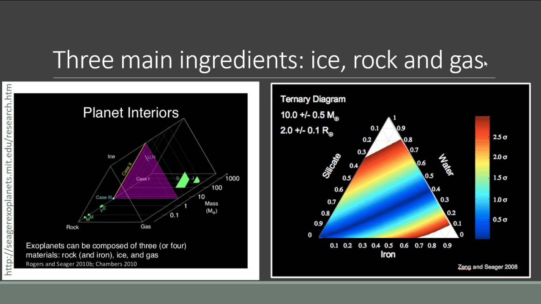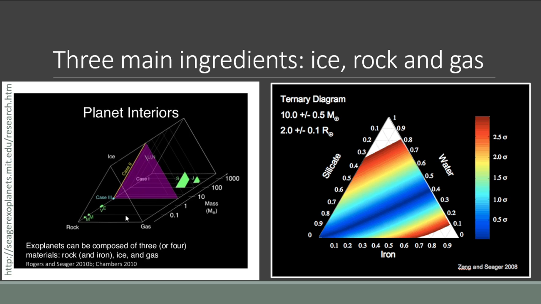And people very often like to demonstrate this composition in so-called ternary diagrams. It's a more complicated way to plot than having 2 axes. You have 3 axes now. You have rock, ice, and gas, and you have to put a planet in this coordinate system.